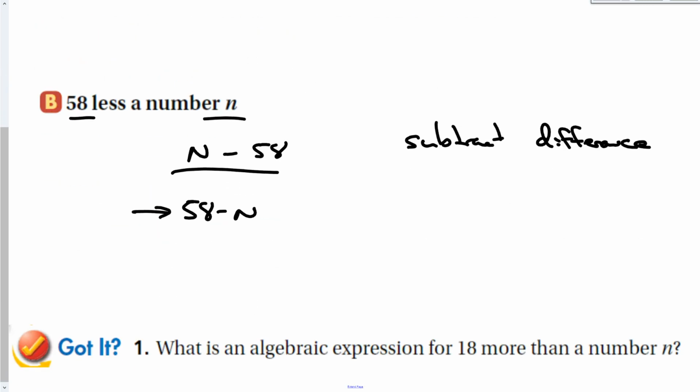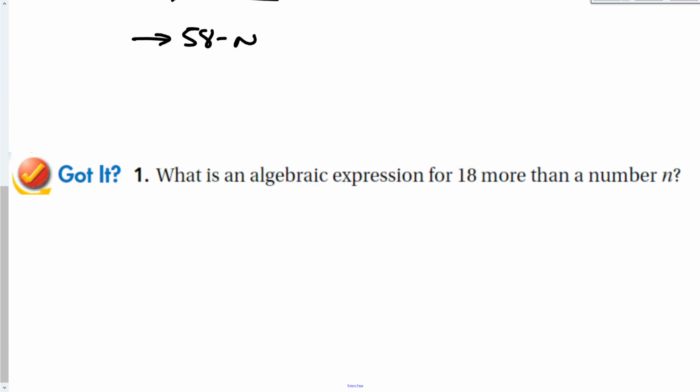At the end of each example, we'll try a little "got it" problem. These are going to be very similar, and we'll go through these fairly quickly. 18 more than a number n. Again, just like part A, we're just going to start with a number n and add 18.